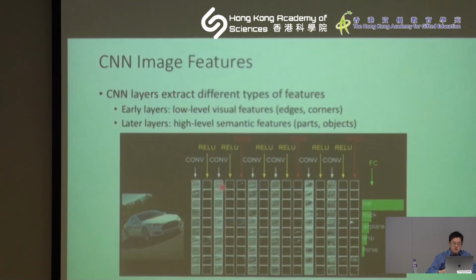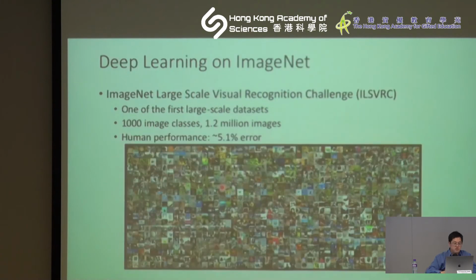Okay, so let's go back to our image classification problem. In the computer vision field, someone collected this data set. This is one of the first large-scale image data sets. It's called ImageNet. It has 1,000 image classes. A lot of them are classes of dogs. I don't know why. There are about 1.2 million images. The human performance is around 5.1% error. Actually, a human had to do that.